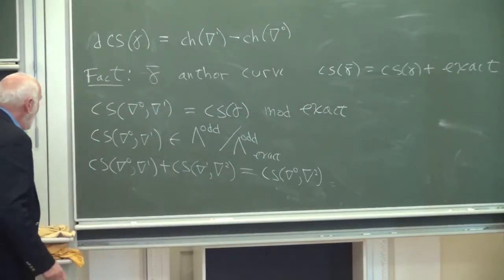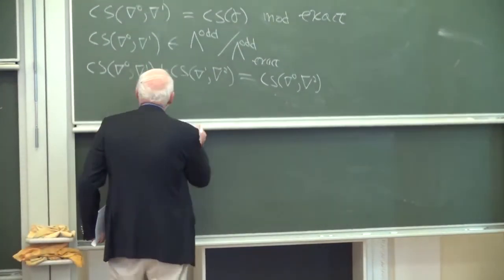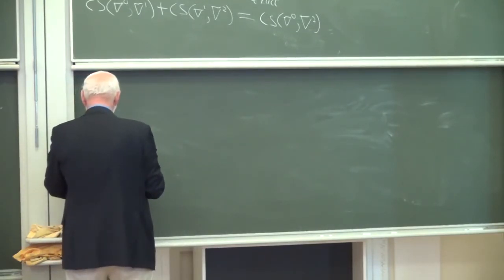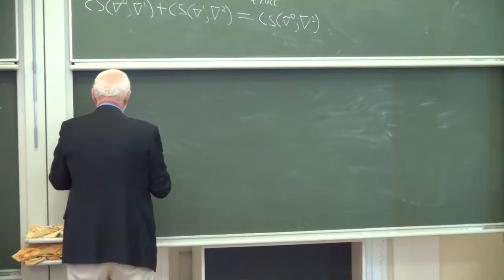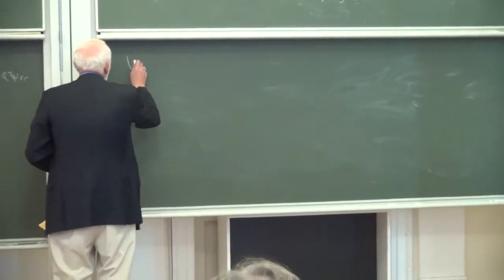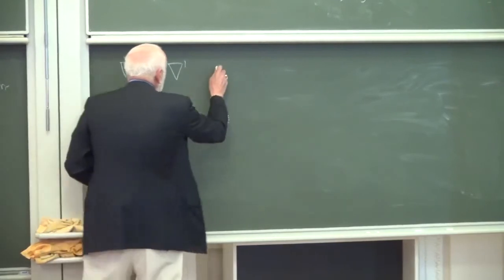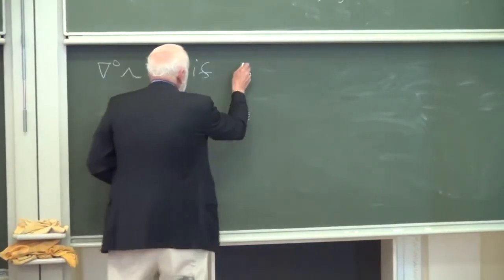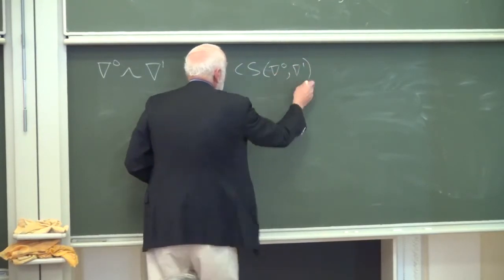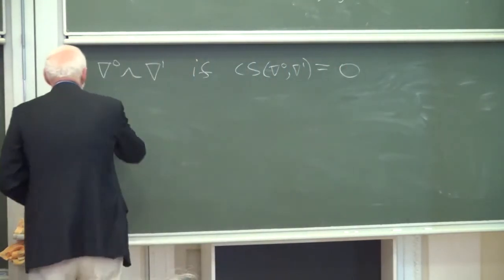And that means that we're going to get an equivalence relation. So we can say delta 0 is equivalent to delta 1 if CS of delta 0, delta 1 equals 0, because remember this is mod exact, and this is an equivalence relation.